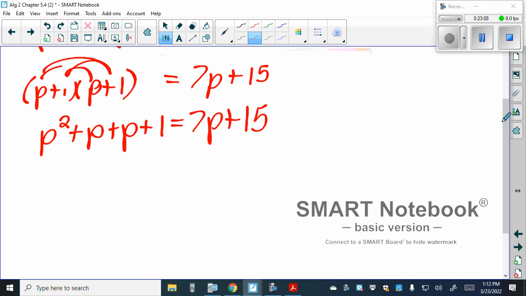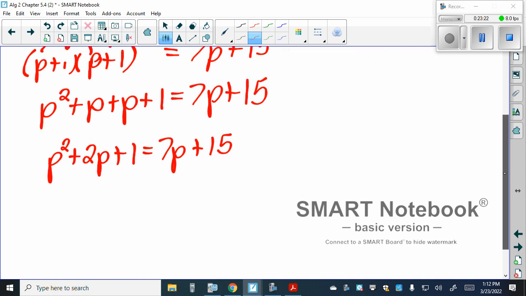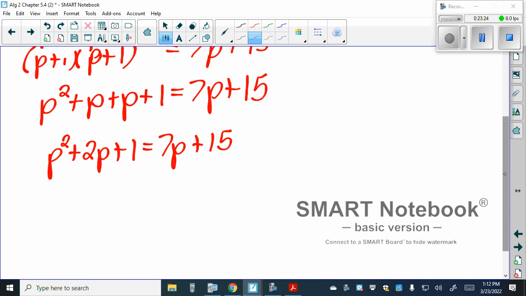Now at this point here, we can combine like terms, which will tell us that we have p squared plus 2p plus 1 is equal to 7p plus 15. Really the only difference between doing this here and when we solved higher degree polynomials or quadratics is we have radicals to start with. Not too much different. Any questions on this so far?